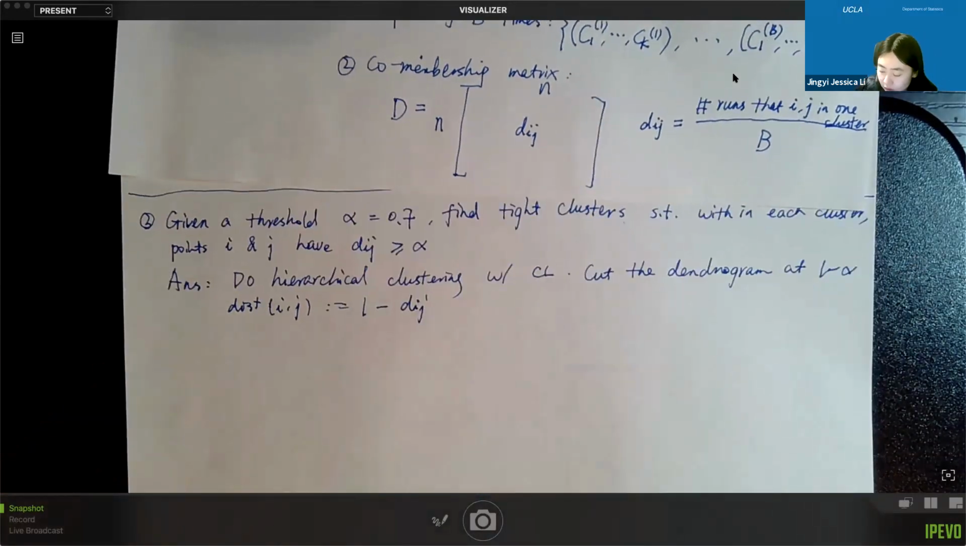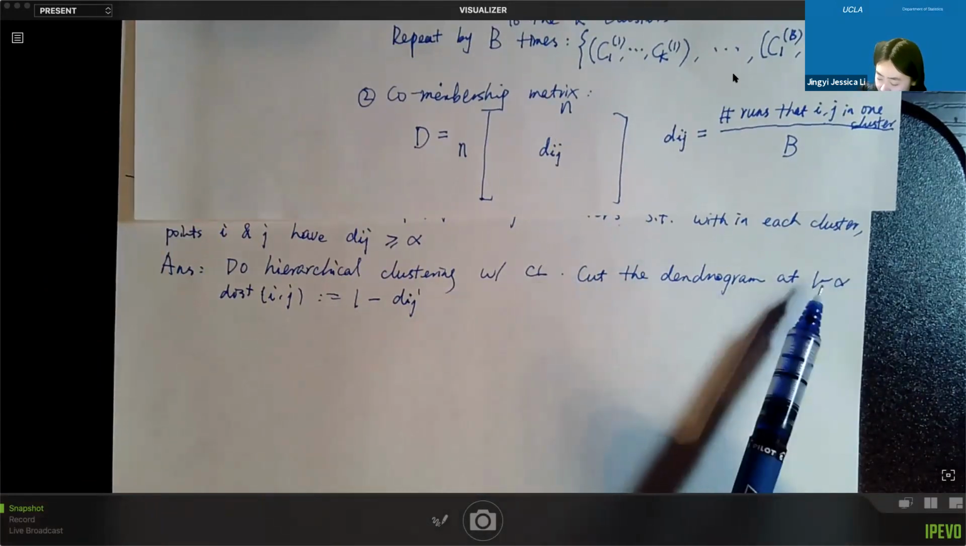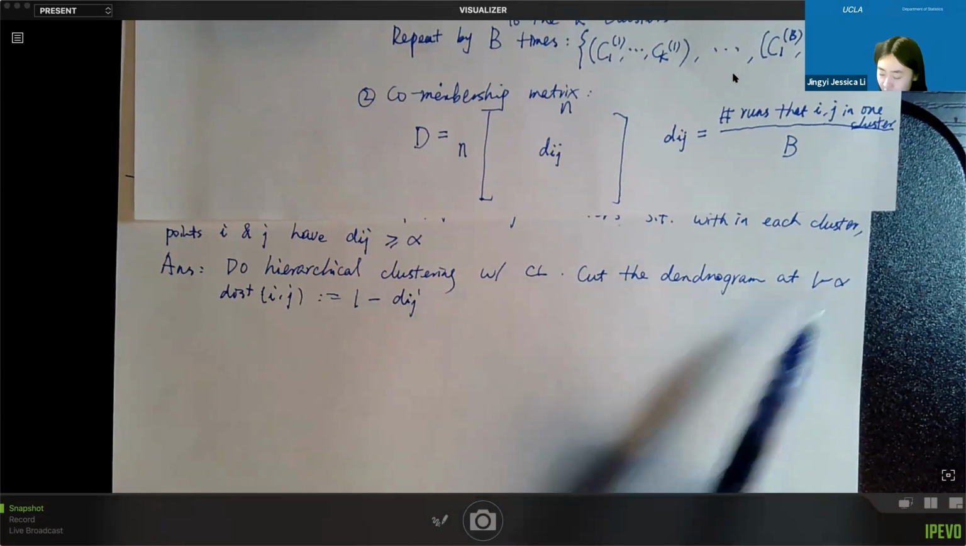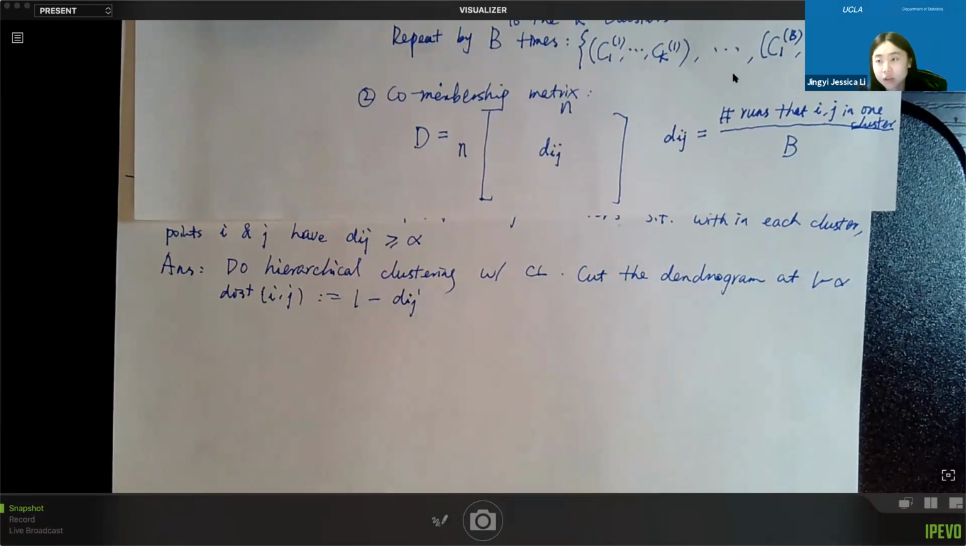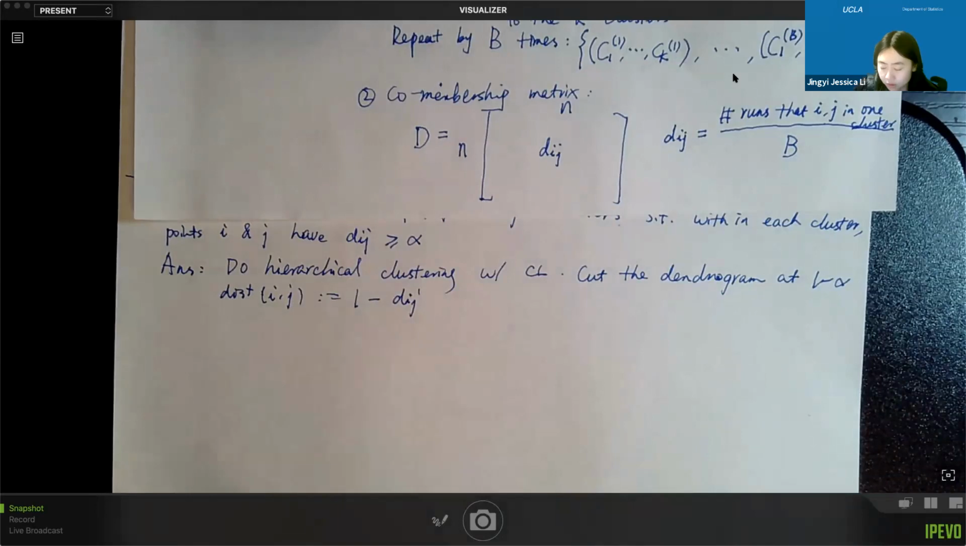That becomes the distance. Then when you cut the dendrogram at the distance corresponding to 1 minus alpha, you will obtain the clusters. And you know that for each cluster, points within the cluster have pairwise distances no greater than 1 minus alpha, which means that they have similarities no less than alpha. So that's something you can achieve. It's very interesting that hierarchical clustering has this very important use for finding tight clusters from a co-membership matrix or a distance matrix.